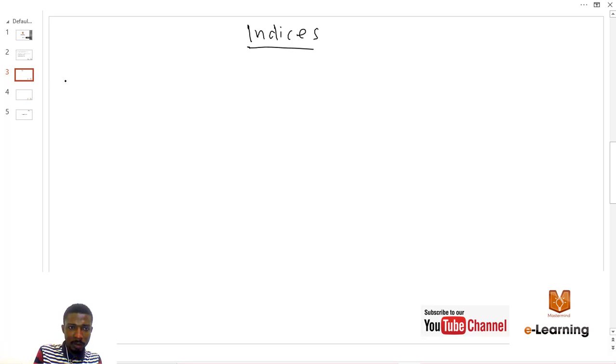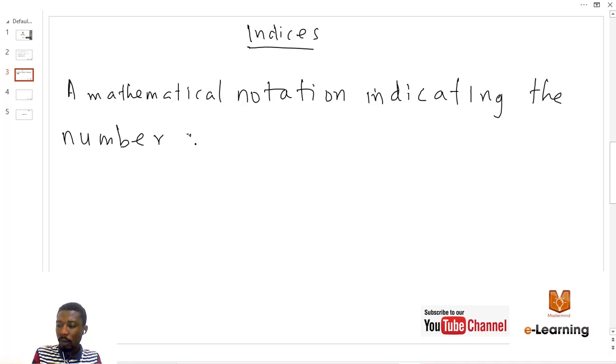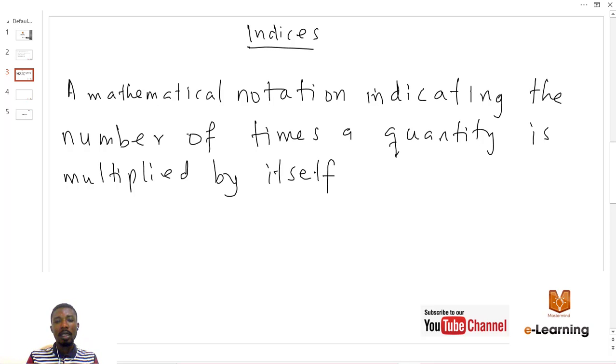Now, when we talk about indices, we are talking about a mathematical notation indicating the number of times a quantity is multiplied by itself. So the number of times a quantity is multiplied by itself.